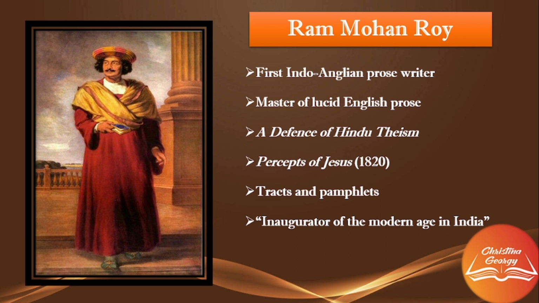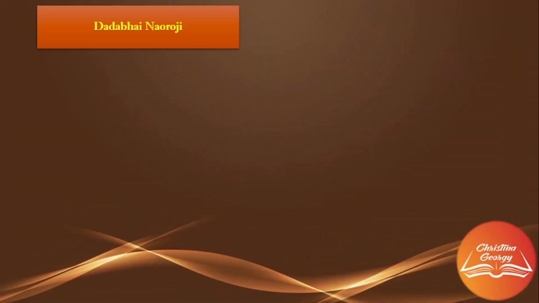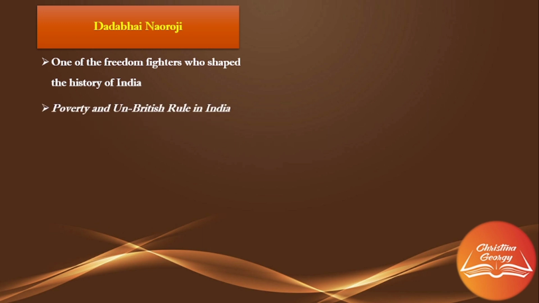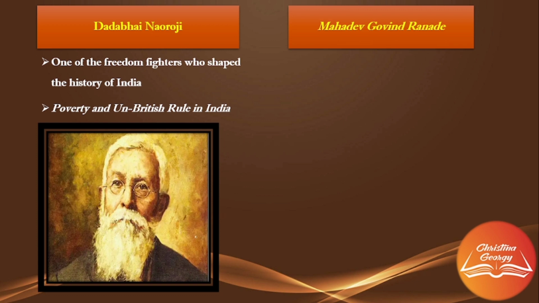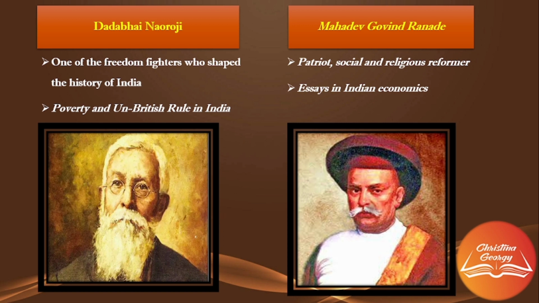Moving on to the other prominent prose writers of the era. Firstly, Dadabhai Naoroji, one of the freedom fighters who shaped the history of India. Poverty and Un-British Rule in India is one of the most notable works by Dadabhai Naoroji. The next prominent prose writer is Mahadev Govind Ranade. He was not just a patriot but also a social and religious reformer. Essays on Indian Economics was his famous work.